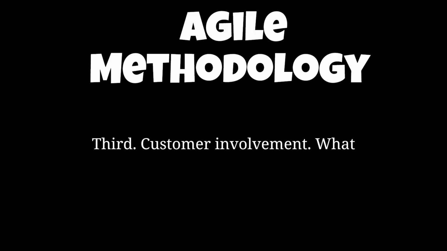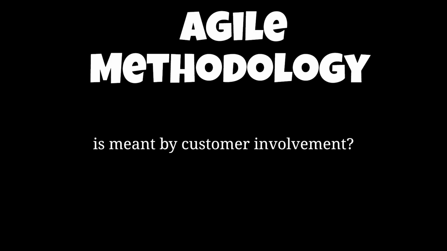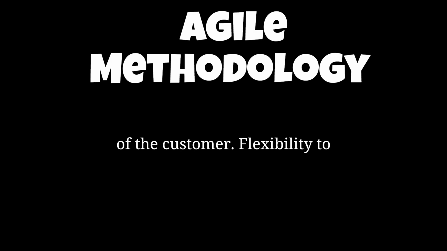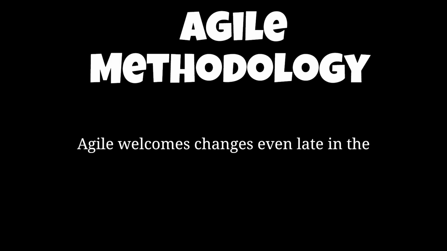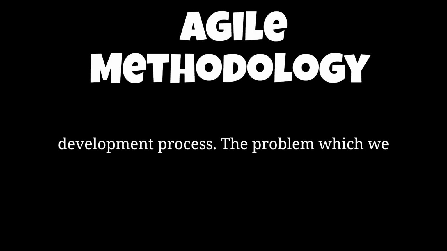Third, customer involvement. What is meant by customer involvement? Continuous feedback from the customer ensures the product meets expectations. We are getting the feedback from the customer and we ensure that the product meets the expectations of the customer. Flexibility to changes is the fourth core value. What is meant by flexibility to changes? Agile welcomes changes even late in the development process.